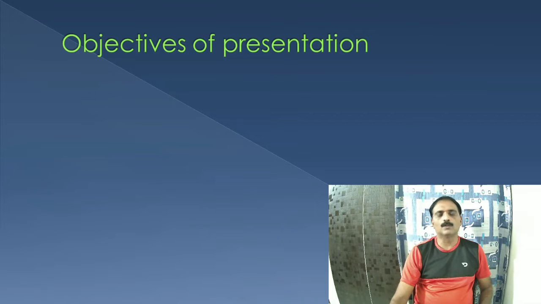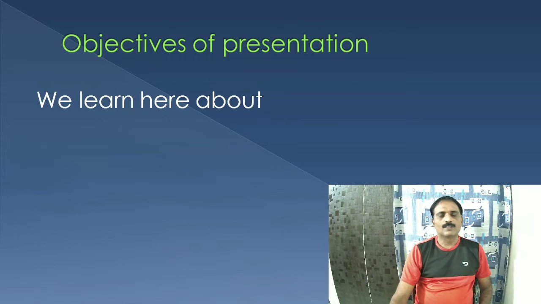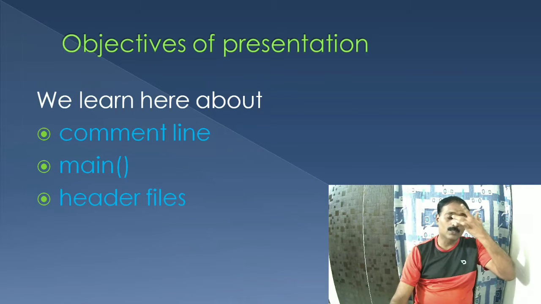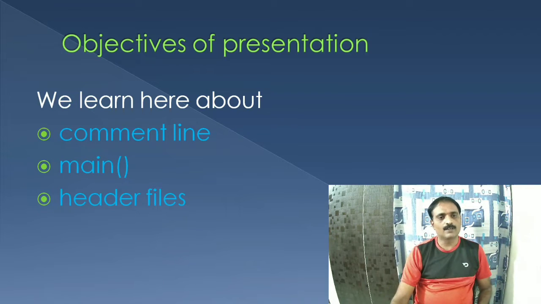First of all, let me tell you the objectives of the presentation. After the completion of this topic, we are going to know what is meant by a comment line and how we can write a comment line, the main function, the different ways of representing the main function and its significance. Header files like stdio.h and math.h, so many header files are available in C programming. We are also going to learn about the header files, and the input and output statements, printf and scanf. All these things we are going to see in this session.